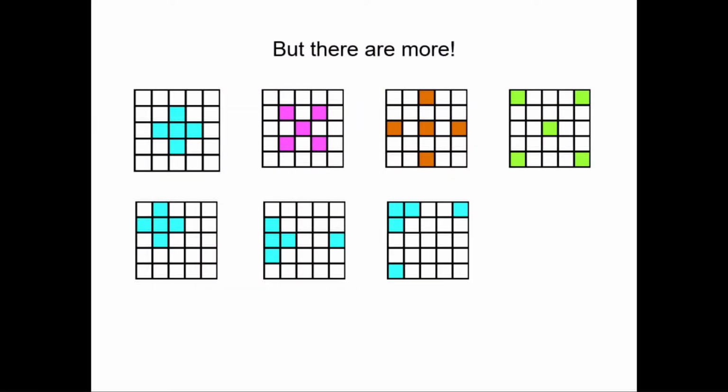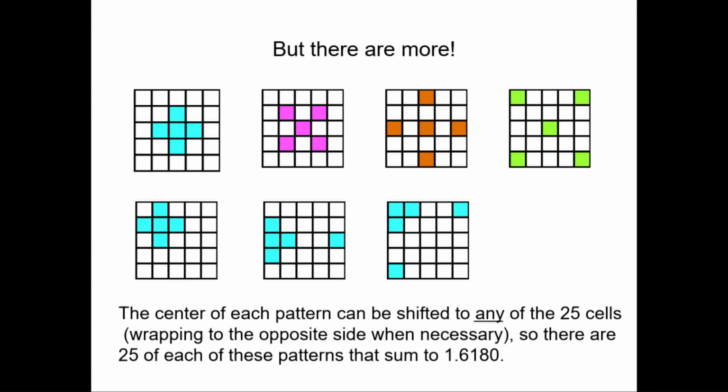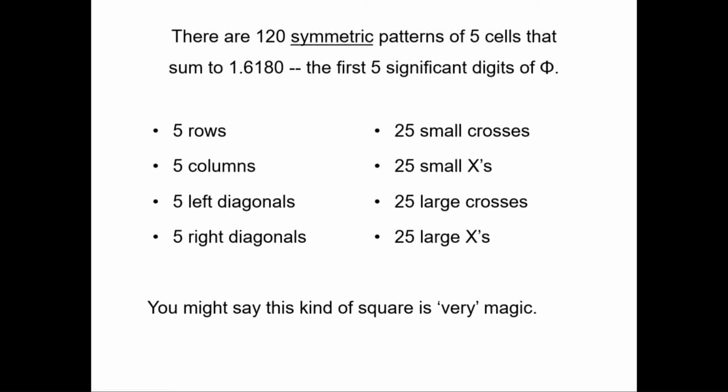So if it goes over the edge, you have to wrap around to the other side, or into the corner, you'll have to wrap around twice. Those of you who are interested in tilings will know what to do with that. So because you can move any of those 4 patterns to any of the 25 cells, you get, let's see, 120 symmetric patterns that add up to the first 5 significant digits of phi. So that's a little more impressive.